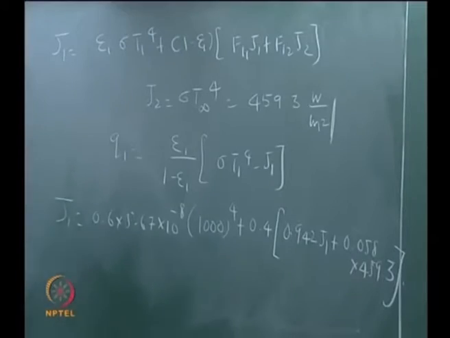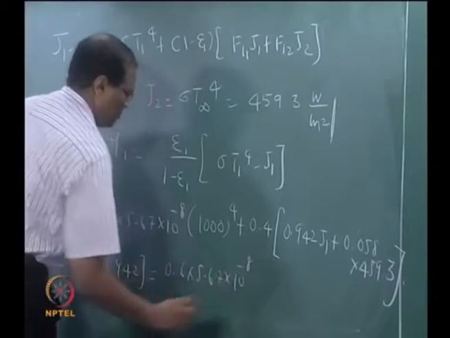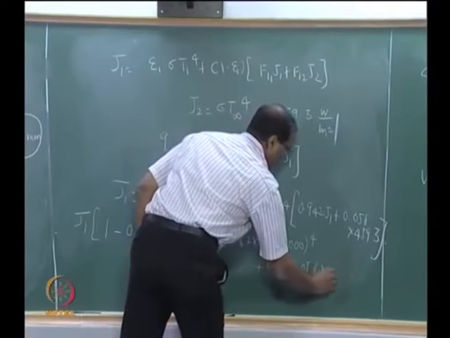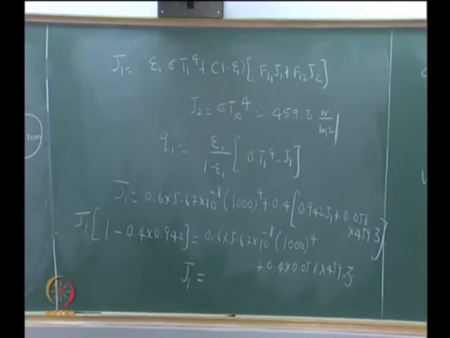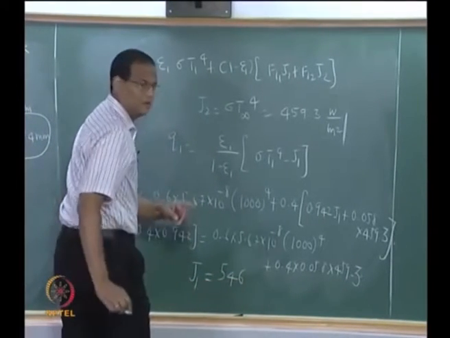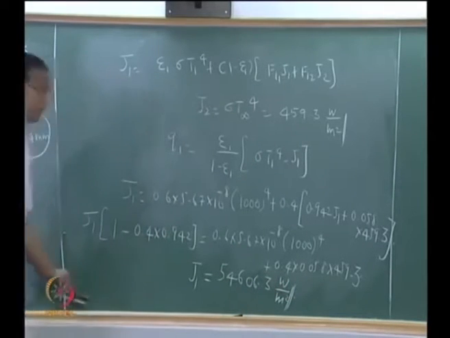Yeah, please do the algebra. So you will have 0.4 into 0.942, so 56,000, 55,000, no, we have to be careful, 54,000, 54,006, 0.5, yeah, okay, all of you should get this radiosity.